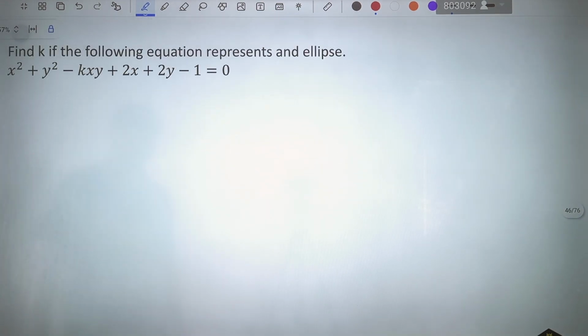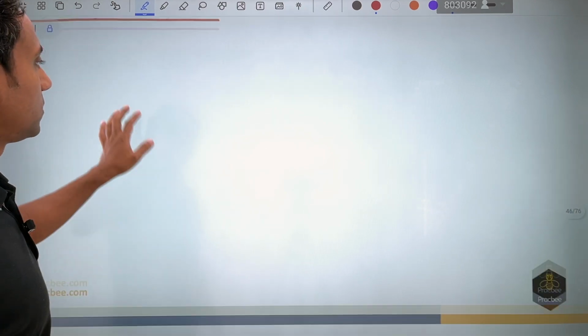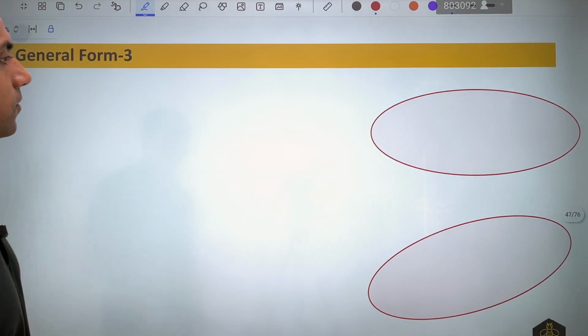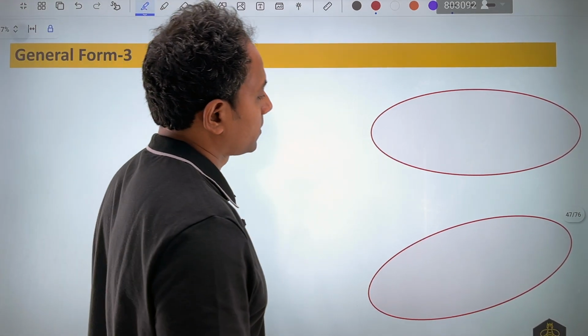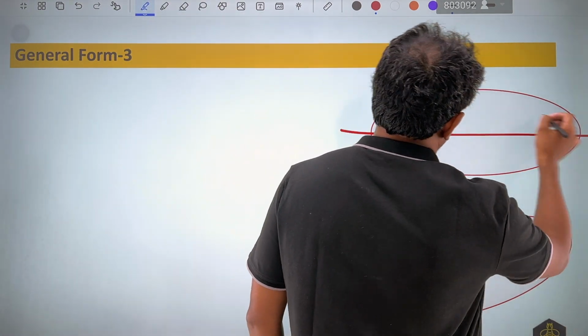Now this is the reverse question. We'll have to do it with the same idea in the reverse order. Form 3 is an especially important form. Now what they have given is, in order to understand this form, first let us understand the standard ellipse.